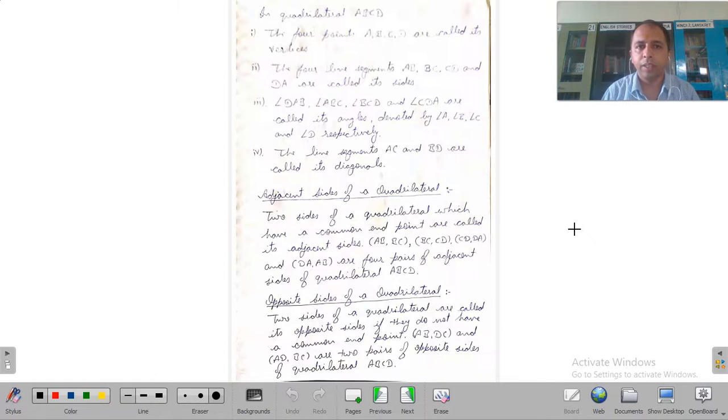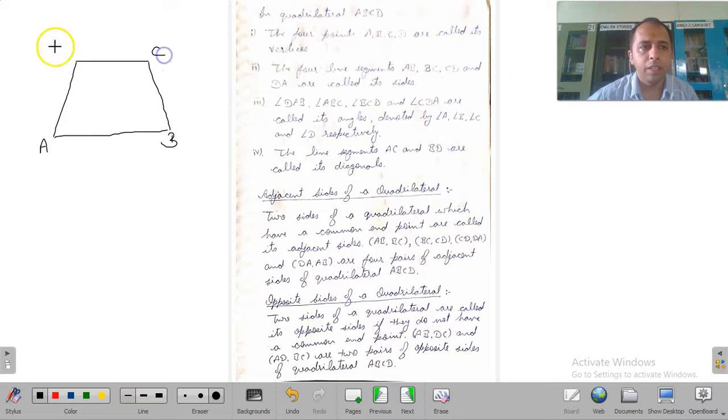Now, let's make some observations in this quadrilateral. In quadrilateral ABCD, I will draw it again here. So say this is the quadrilateral A, B, C and D. Let's label these points also, and we will see what these points are known as.